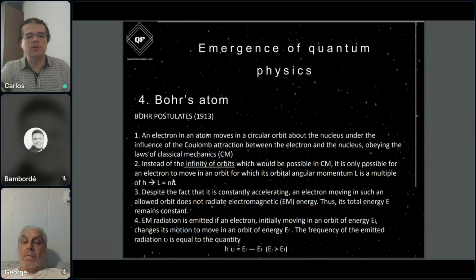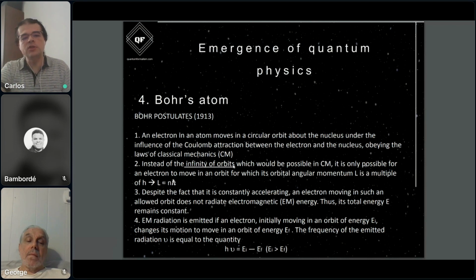that an electron in an atom moves in a circular orbit, like Rutherford said, about the nucleus under the influence of the Coulomb attraction between the electron and the nucleus, and obeys the laws of classical mechanics. Okay. But the thing is, instead of an infinite number of orbits, because let's say in between orbit 1 and orbit 2, in classical theory we have infinite numbers of orbits, right? You can have an orbit in the classical theory like 1.5 or 2.5, something like that. But this is not the case for Bohr.